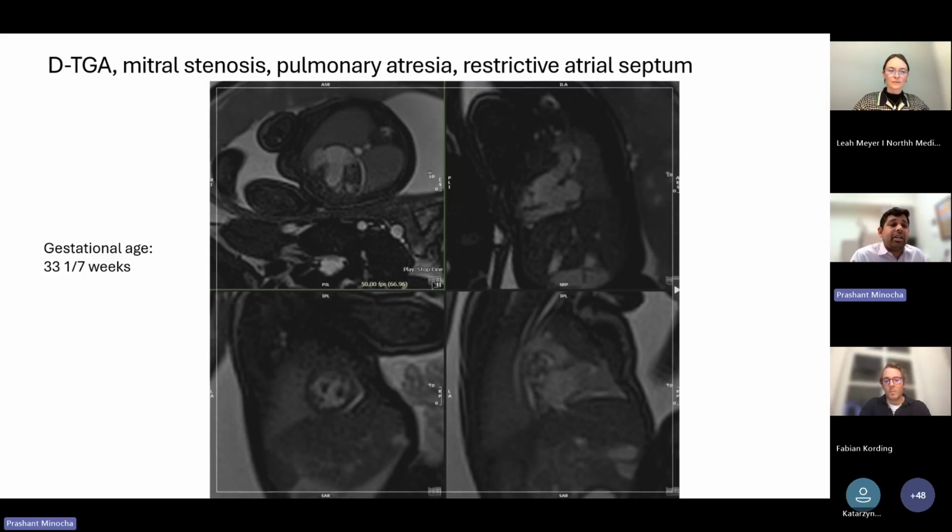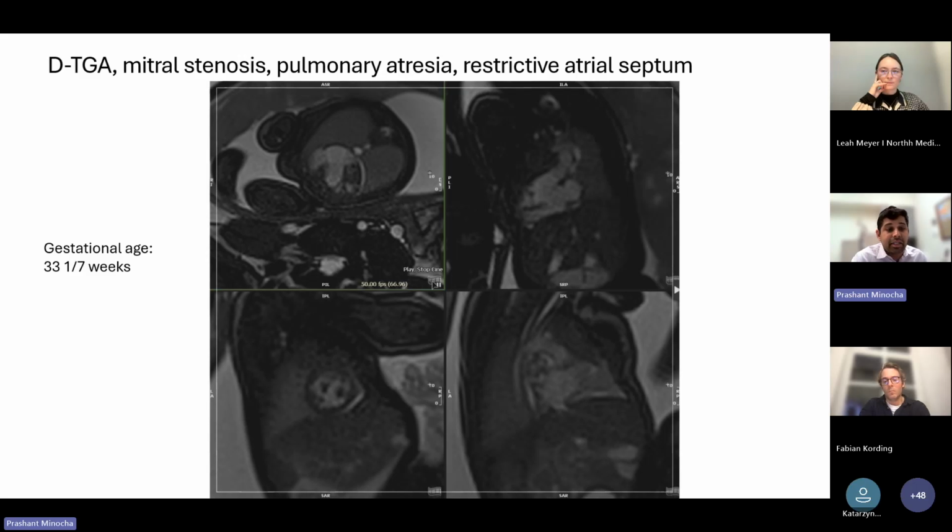Here's another patient with D-transposition of the great arteries, mitral stenosis, and pulmonary atresia. By fetal echo, there was suspicion for restrictive atrial septum. This patient was at 33 weeks gestation. So here you see the 4-chamber cine images, smaller left ventricle, larger right ventricle. And then we're able to show that the atrial septum was somewhat leftward deviated, but there was no significant upstream dilation of the pulmonary veins on cine imaging or pulmonary congestion seen on the black blood images.